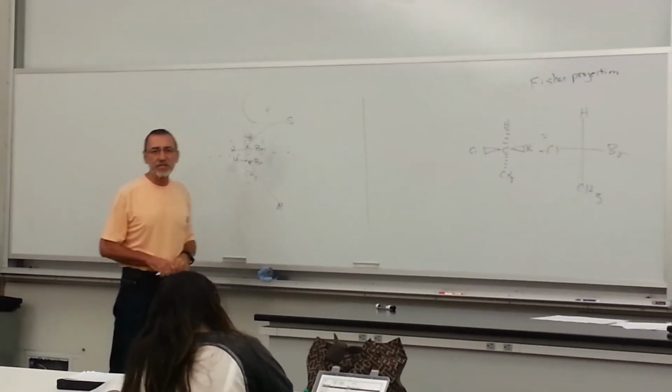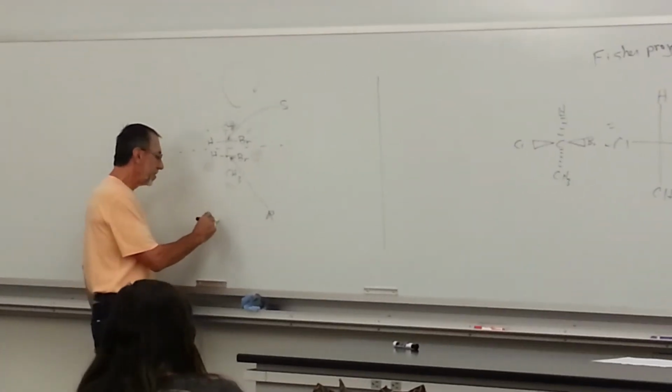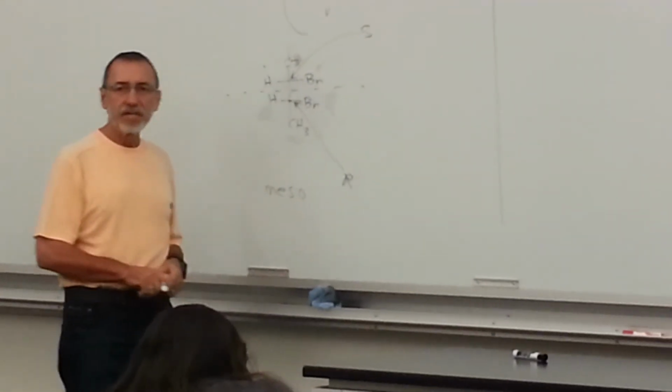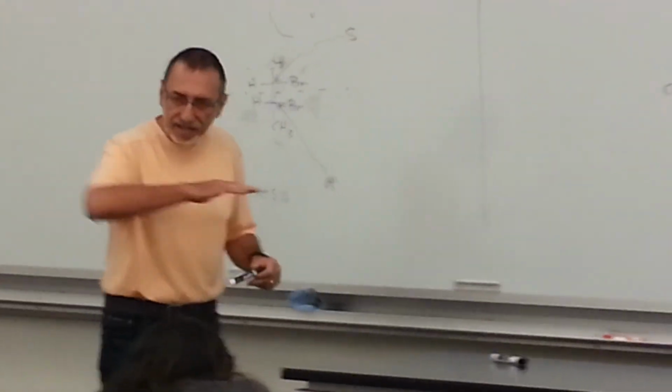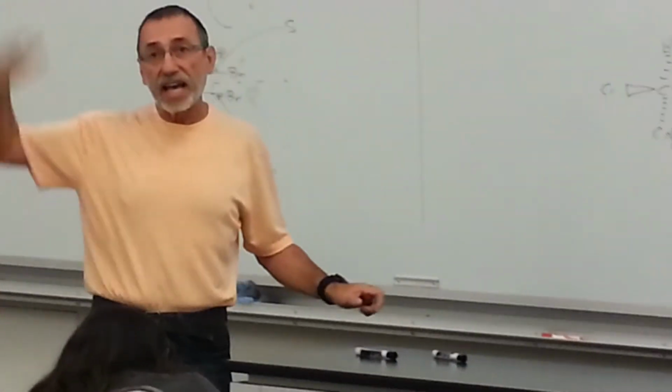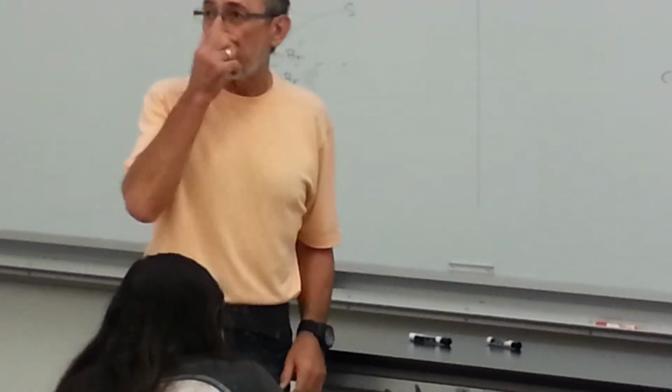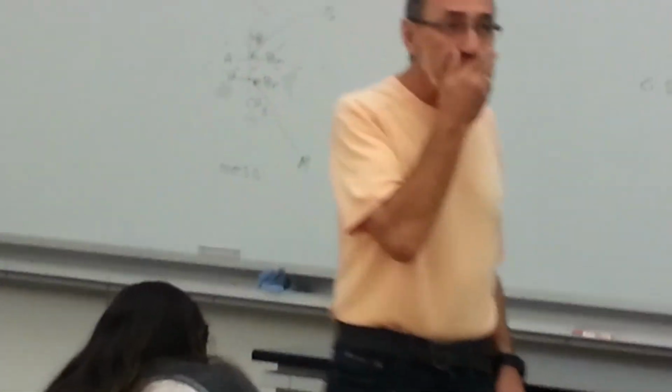This kind of a molecule is known as a meso structure, which means in Greek to cut in half, and the half is the mirror image of the other one. Okay? So now you're familiar with a meso structure.